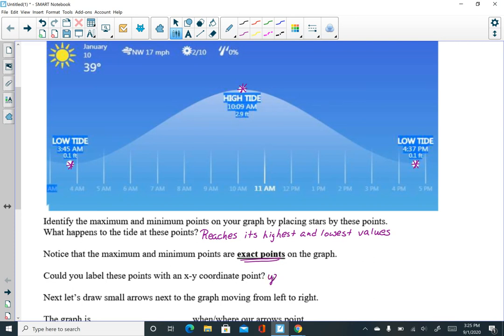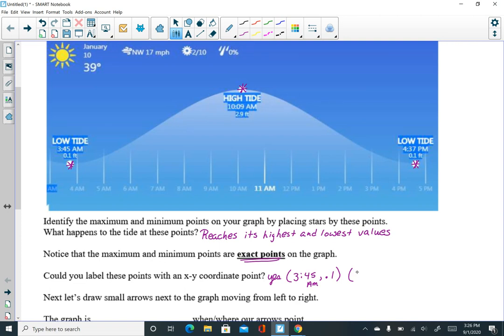And sure, we could do that. I'm going to start here from left to right. Your first ordered pair then, it happens at 3:45 a.m. And I'll just put the a.m. underneath it. You have a low tide, 0.1 feet. And I won't worry about putting the feet there. We know those are in feet. But the a.m. and p.m. changes on us. Then we move to our high tide.